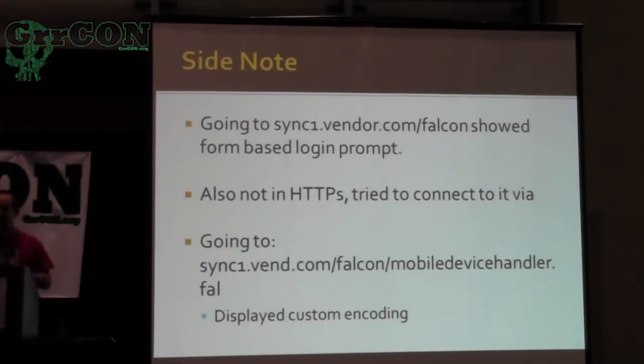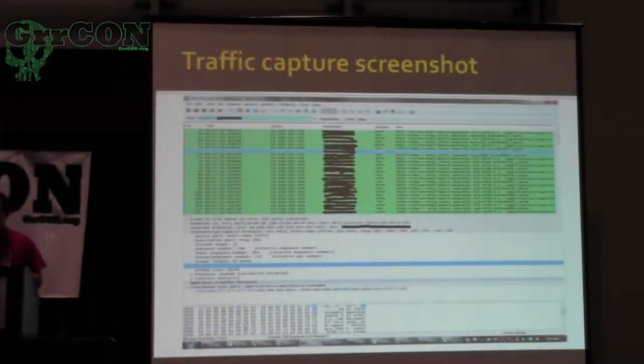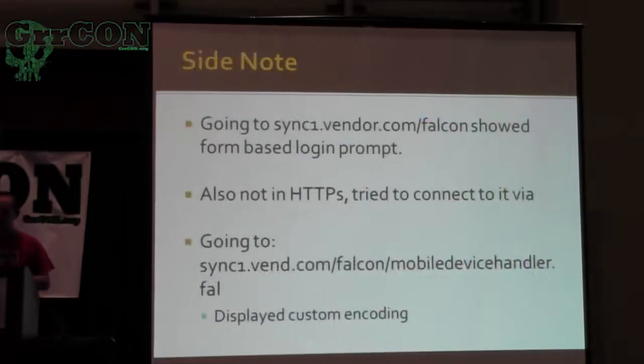And also, if you looked at the previous screen, it's hard to see, but what it would do is this mobile device calendar.fal, which .fal was just a rename for an ASP page. They were using ASP, not even ASPX, to process these requests on the back end. It would spit out some of this custom encoding that I found when I was going through the requests.